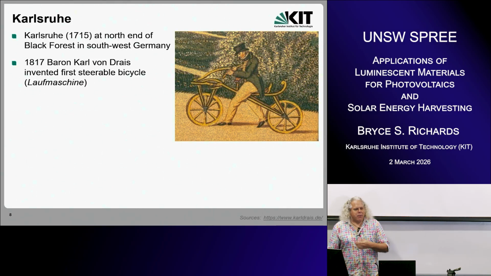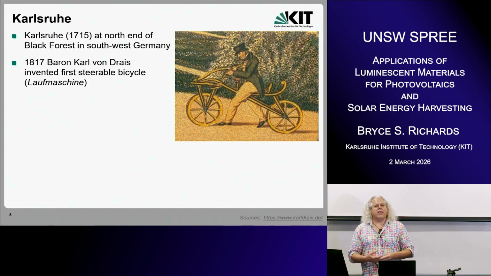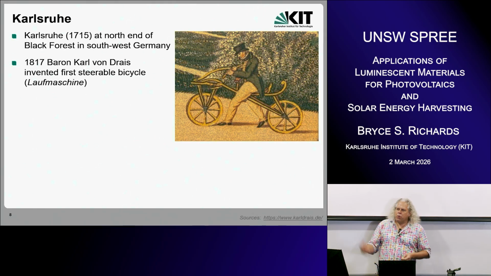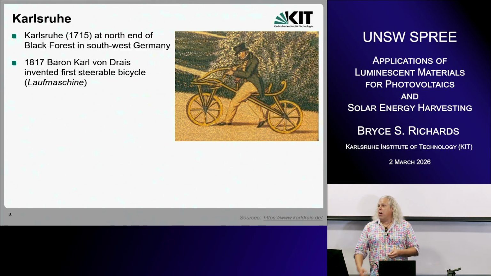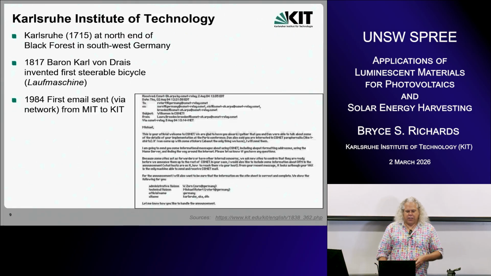Karlsruhe, just a few random facts for you. It was actually the place where a baron invented the first steerable bicycle. It had no pedals, but it was the first bike you could steer. And interestingly enough, why were these invented at this time? Because people were slaughtering horses. Why do you slaughter horses? Because you're running out of food. So it was a time of famine that prompted this technological invention.